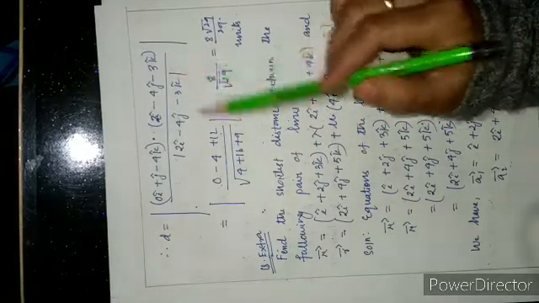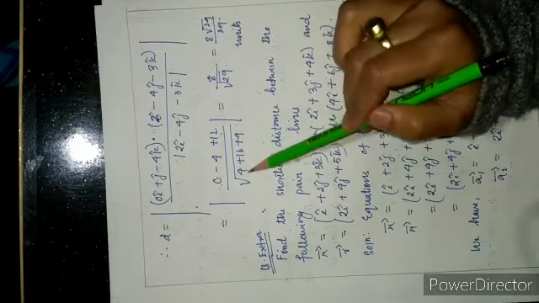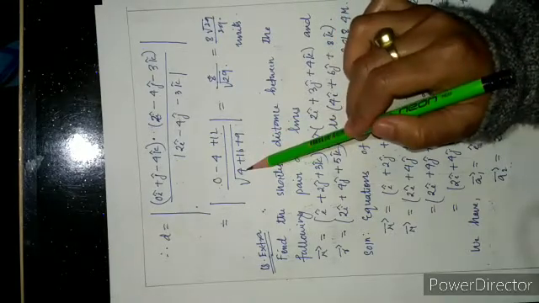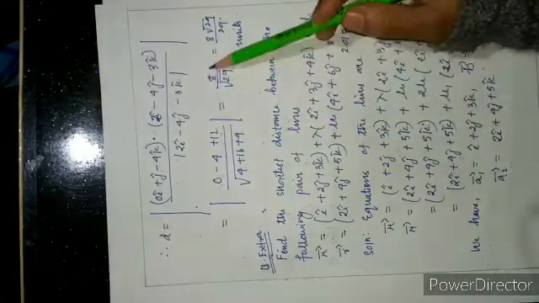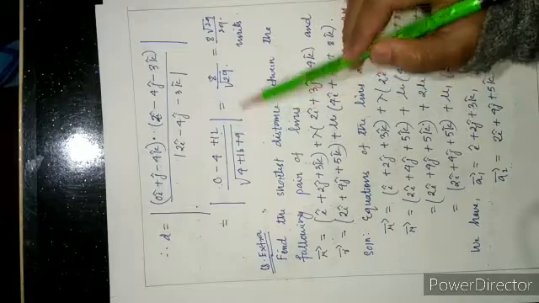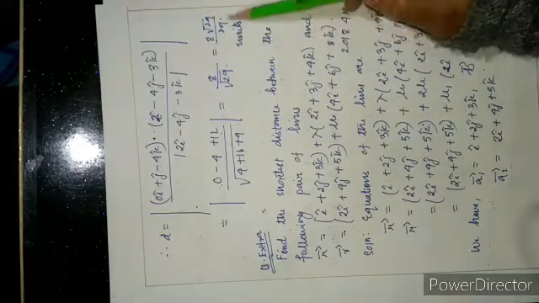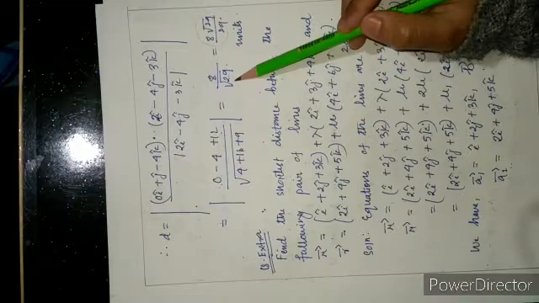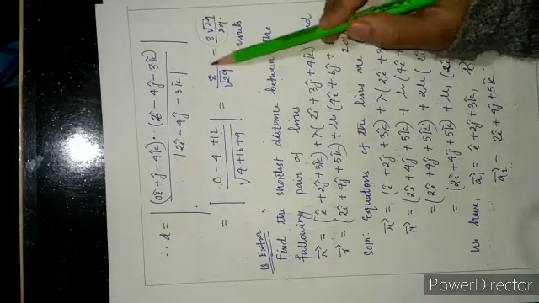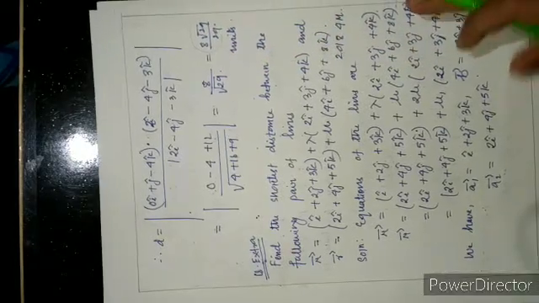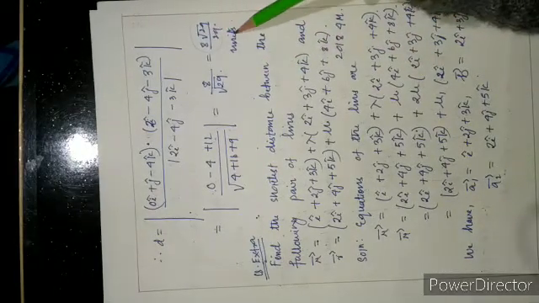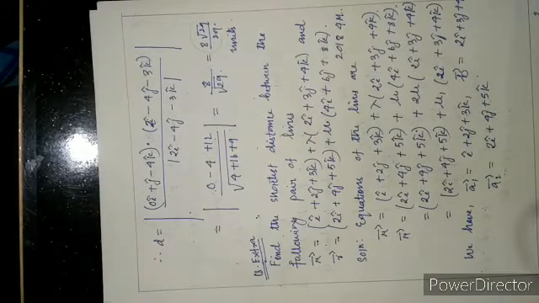Modulus means magnitude. The magnitude of any vector is given by root over x component square, y component square, z component square. So minus 4 plus 12 is 8, and 4, 16, 9 make 29. So we should rationalize root 29 by multiplying the denominator and numerator by root 29. So 8 root 29 by 29 units, which is the distance between the two given skew lines.